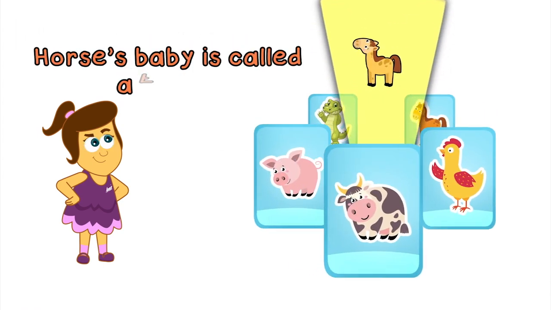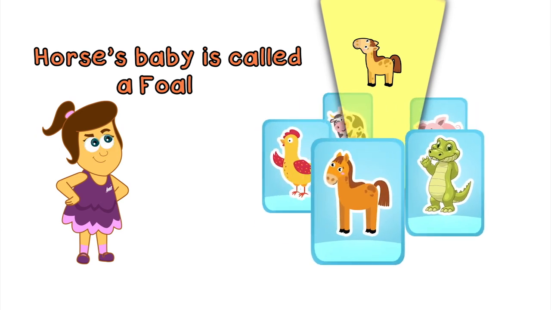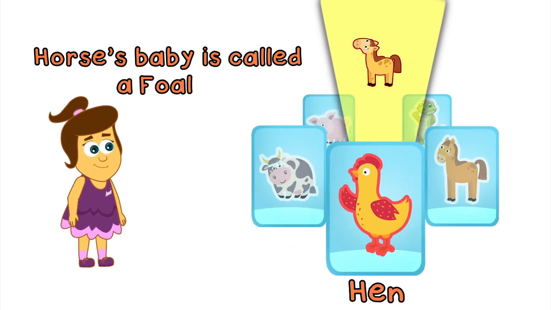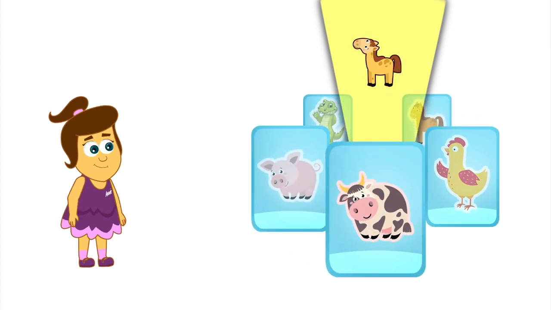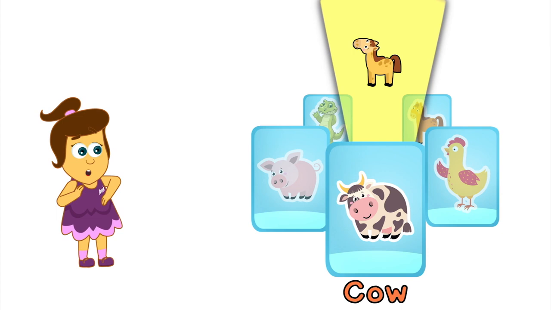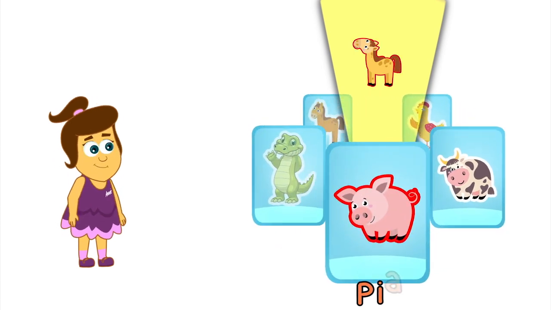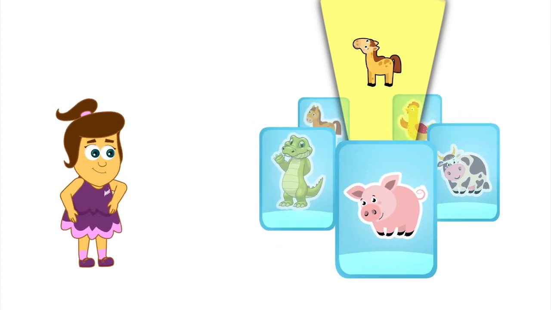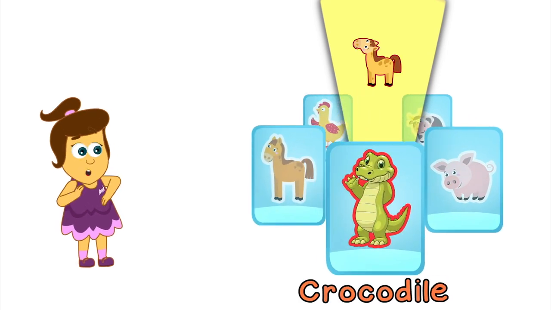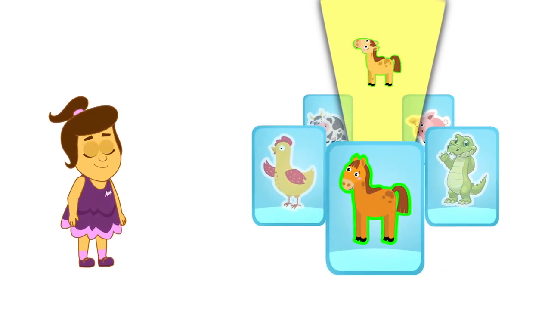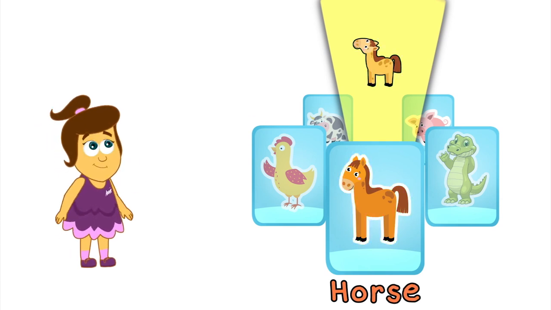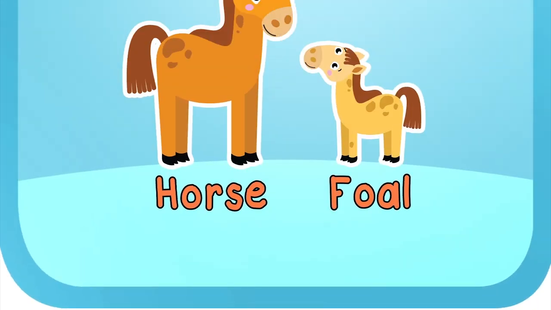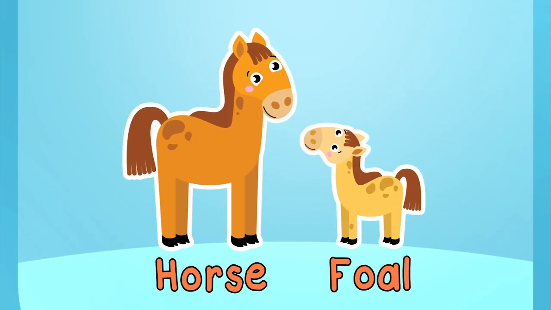Horse's baby is called a foal. Can you find the foal's daddy? Is it a hen? No, too small. How about a cow? No, a cow has horns. A pig? No, pig has a piglet. A crocodile? I don't think so. A horse? Yay! Great job! Foal's daddy is a horse. Well done.